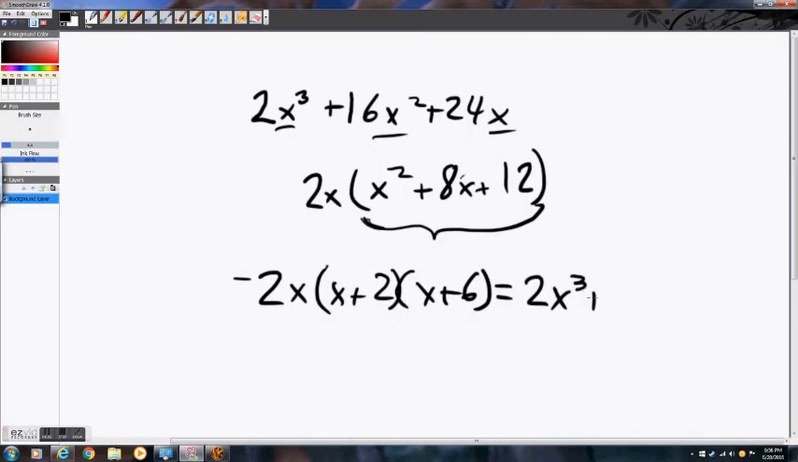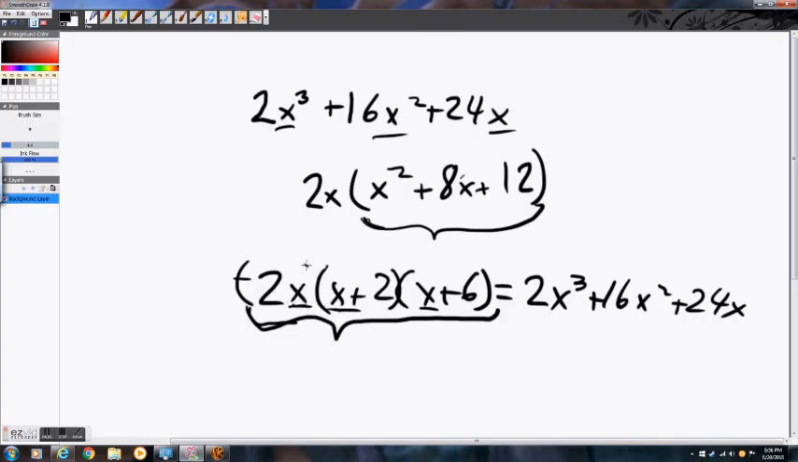2x cubed plus 16x squared plus 24x. Notice that the degrees of all of these have to add up to 3, the highest degree here. So we have a degree 1 term here, that should be just positive 2x, not a negative, 1 degree here and 1 degree here. So this is going to add up to a third degree polynomial.